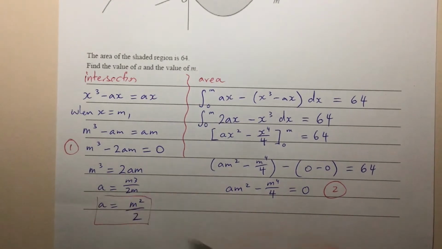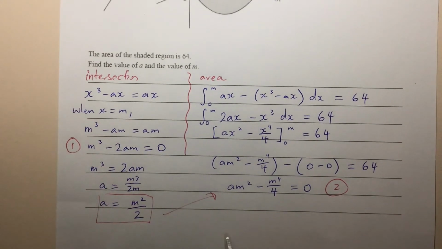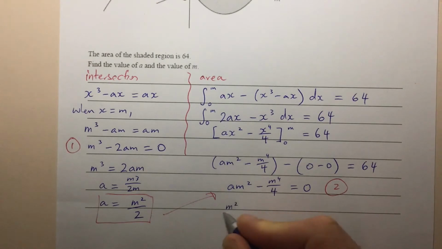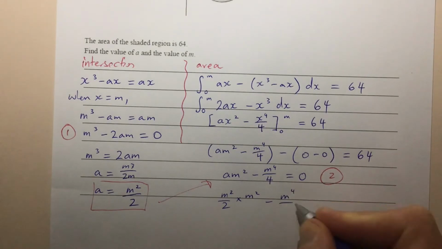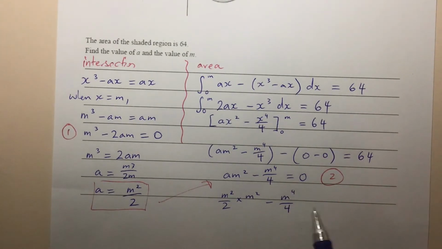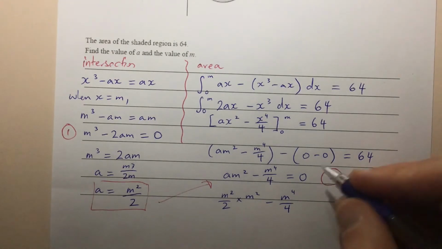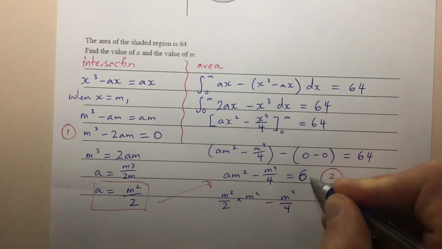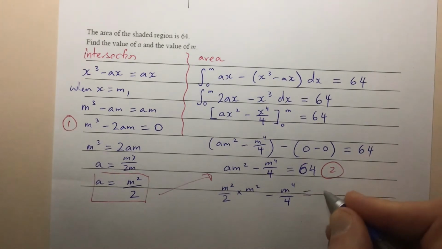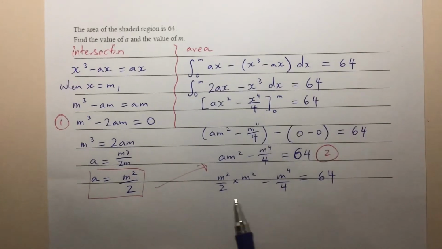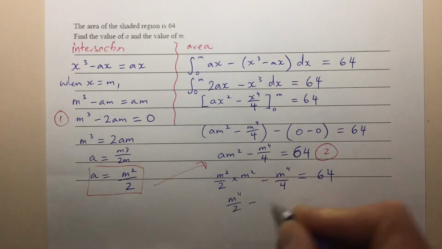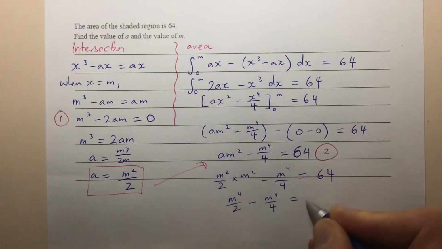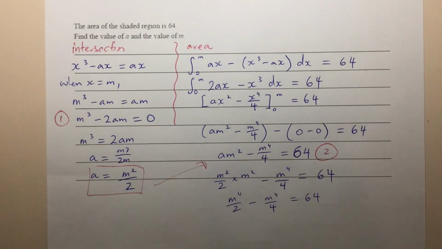Okay, and that can now go into equation 2, and therefore we can make that substitution in place of a, so we get m squared on 2 times m squared minus m to the power of 4 on 4 is all equal to, oh, sorry, why did I do equals 0 before? That was silly of me. That should say equals 64. Sorry about that. Okay, so let's see if we can solve this equation for m, because this now only has m's in it. So m to the power of 4 on 2 minus m to the power of 4 on 4 equals 64.